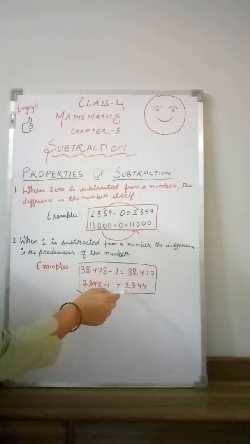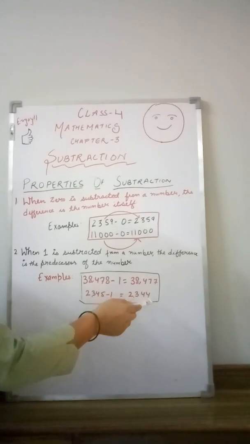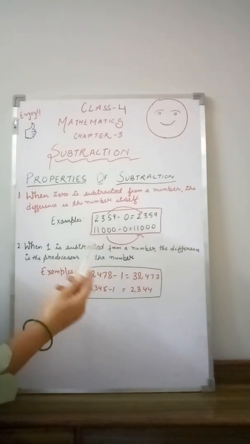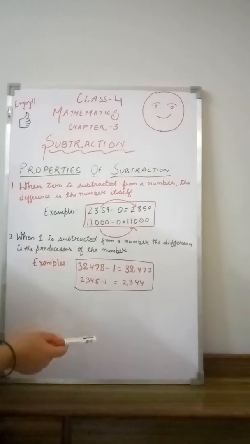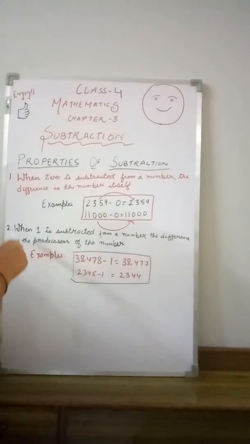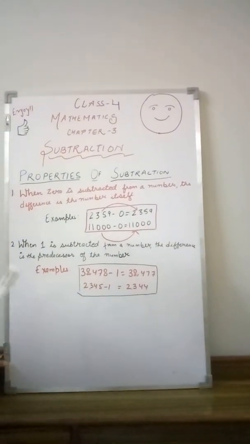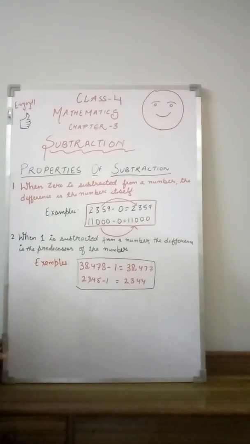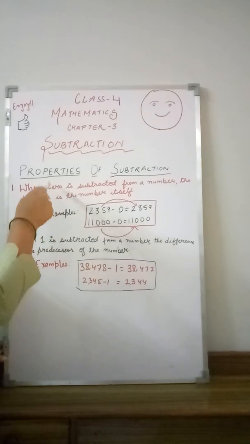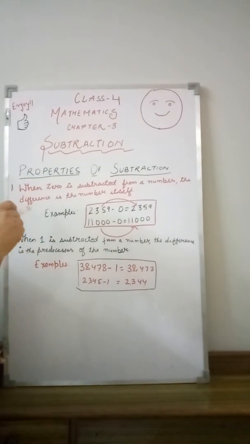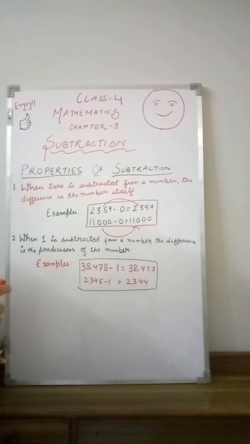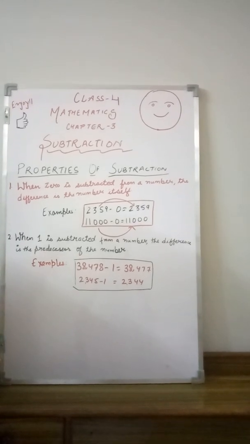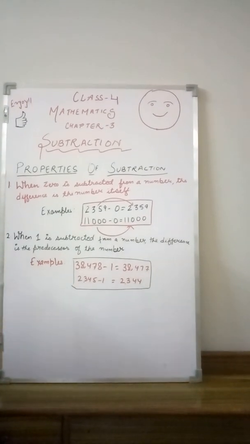2345 minus 1 means 2344. We are just writing the predecessor. If you are not able to directly write the predecessor, then you can do the calculation in rough corner also. But this is the property. This is the short way to calculate. Why are we discussing these properties? Because they are time saving. If you apply these properties in the questions, your solution takes less time as compared to doing the full calculations. Okay, students.